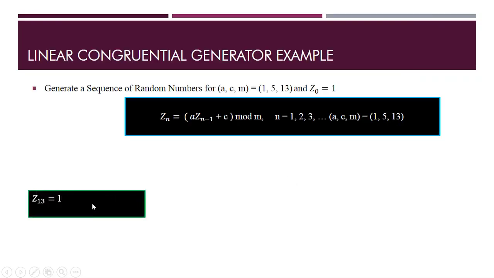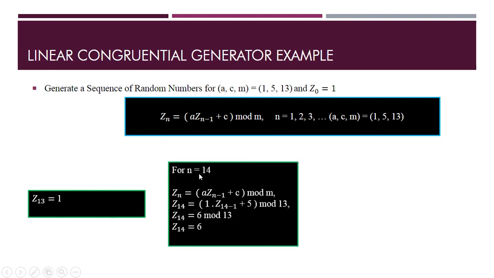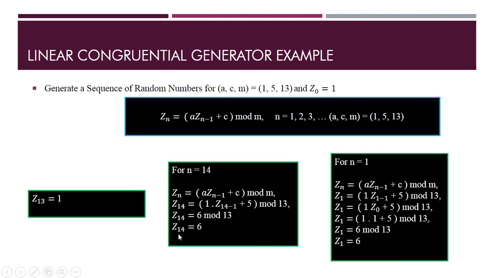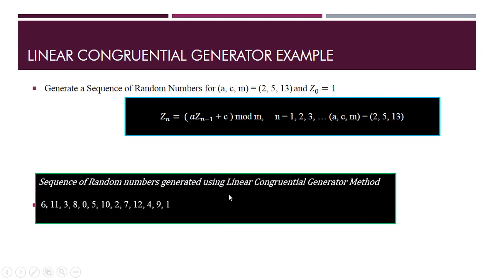Now the value of g13 is 1. If you try to find the next value, g14, the sequence will repeat itself. As you can see, the value of g14 is 6, which we calculated for g1 before. So when your sequence starts repeating itself, you stop generating random numbers. This is the sequence of random numbers we generated using this method. When the sequence starts repeating itself, stop the method.